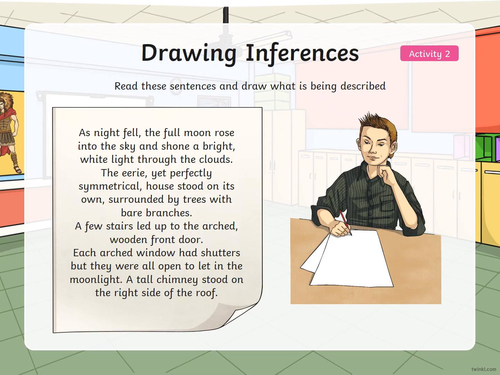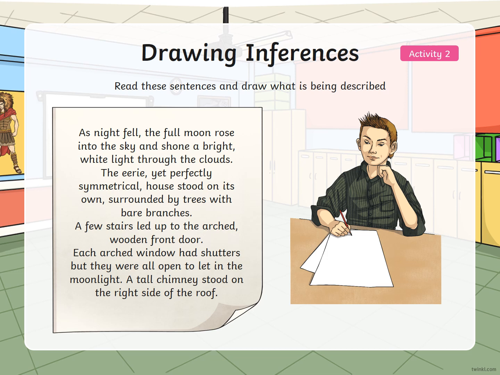Okay, the next task, I want you to look at the sentences and I want you to draw a picture of what you think you'll be able to see that has been described. So as night fell, the full moon rose into the sky and shone a bright white light through the clouds. The eerie yet perfectly symmetrical house stood on its own, surrounded by trees with bare branches. A few stairs led up to the arched wooden front door. Each arched window had shutters, but they were all open to let in the moonlight. A tall chimney stood on the right side of the roof.